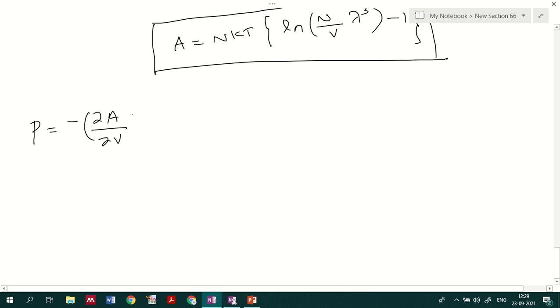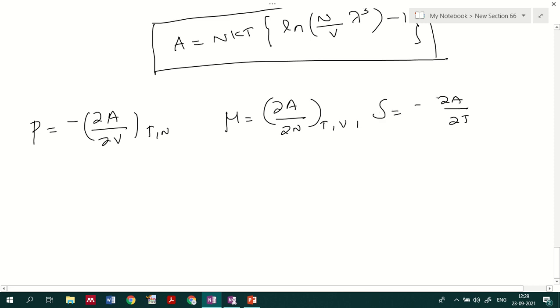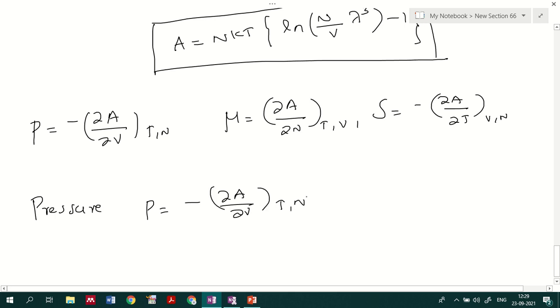Okay, so at a constant temperature and number of particles, we can also find the chemical potential representation, that is ∂A/∂N at a constant temperature and volume. And now we'll have the entropy notation, that is minus ∂A/∂T at a constant volume and number of particles. So from the first one we'll address pressure: P equals minus ∂A/∂V at a constant temperature and number of particles.